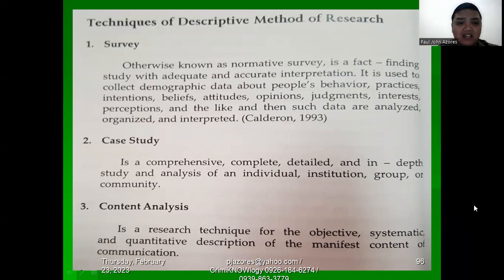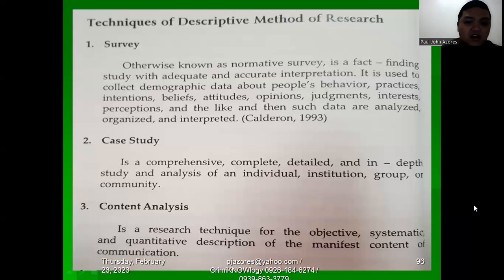We also have the case study, which is a comprehensive, complete, detailed, and in-depth study and analysis of an individual, institution, or community. If you want to know the problem and the setting, you can make a comprehensive, complete study of a certain police station, the jail, the correction facility, or the fire station. Case study is ideal to use in those agencies.